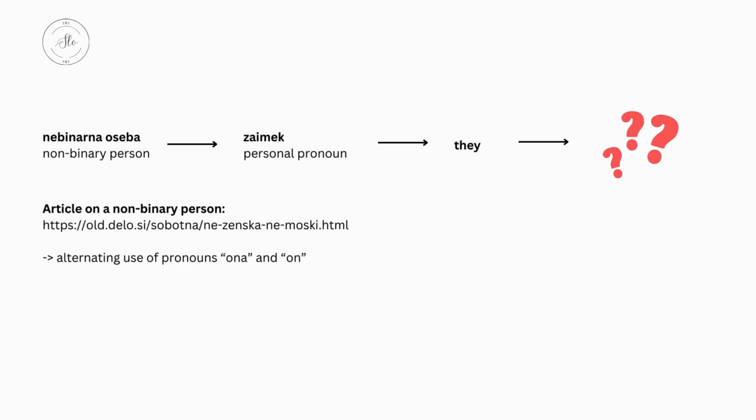So, which pronoun for non-binary persons should we use in Slovenian language? I read an article where a non-binary person said they alternate between the use of pronouns ona, which is she, and on, which is he. So that may be one option.